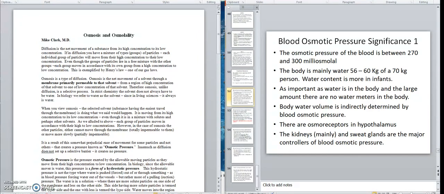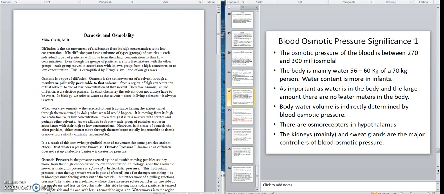So let's look at what I have here to set the stage as we talk about osmosis and osmolality. The osmotic pressure of the blood is somewhere between 270 and 300 milliosmoles. The body, as you know, is mainly water, about 56 to 60%, and actually more in some cases. As important as water is in the body, and the large amount, there are no water meters in the body.